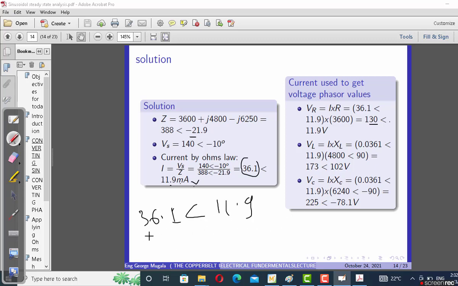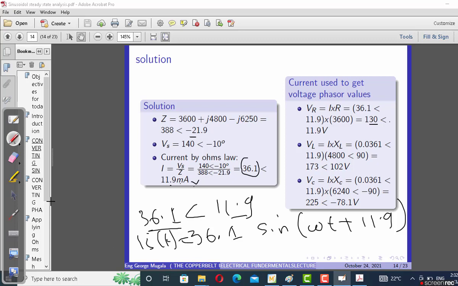Well, if the current is needed in sinusoidal form, remember I worked with the amplitude value, so I don't have to divide by 2. I can say 36 as my amplitude, sine omega t, positive plus 11.9. I have converted that back to sine, back to where it was. All I need is just the amplitude and the angle. That's all. So you can see here this is my i_s changing with time.